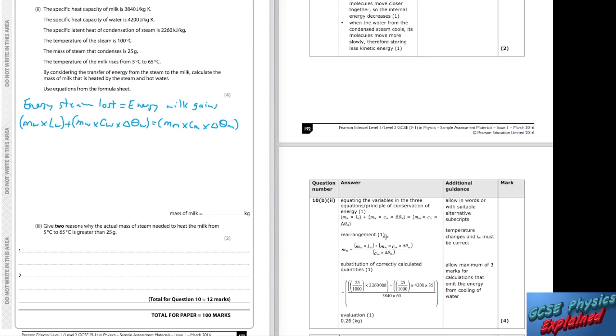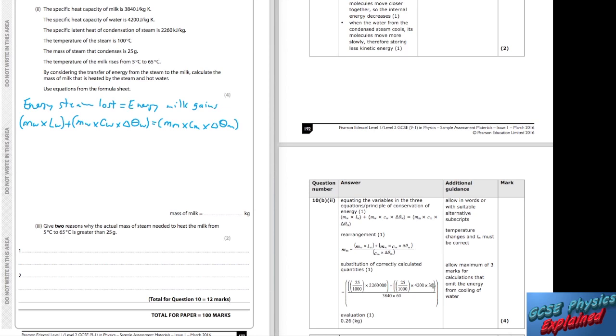Now, if you rearrange that, you can find the mass of the milk. Now, we are converting the mass of the water from 25 grams into kilograms by dividing by 1,000. And that's the specific latent heat. We're converting the mass of the water from 25 grams into kilograms by dividing it by 1,000. Mass of the water. And we need to multiply that by the specific latent heat of condensation of steam. And we need to add that once again to the mass of the water, but in kilograms, times by the specific heat capacity of the water, times by the temperature change of the water.